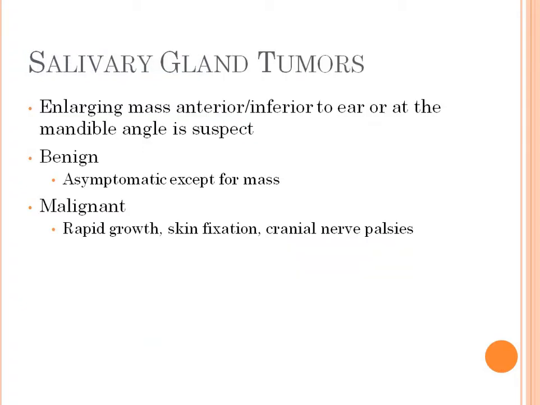Now comes the salivary gland tumors. An enlarging mass anterior and inferior to the ear or at the mandible angle is suspected. Benign: asymptomatic except for the mass. Malignant: rapid growth, skin fixation, cranial nerve palsies.